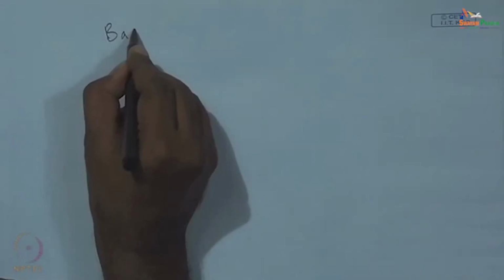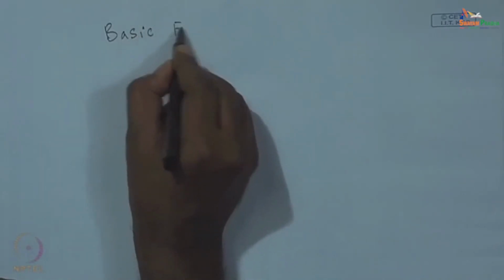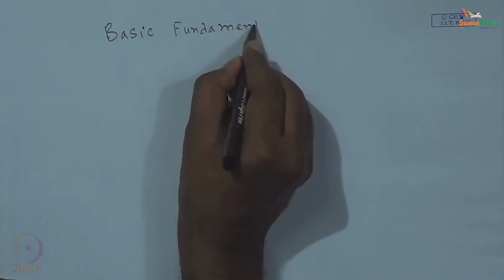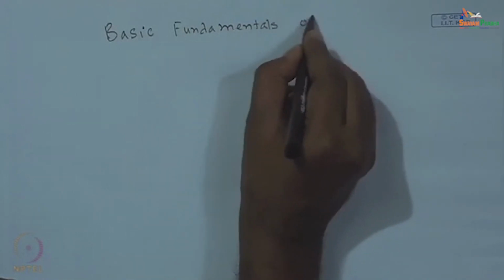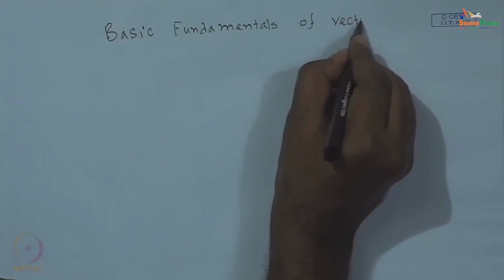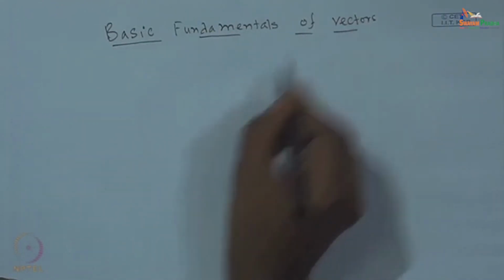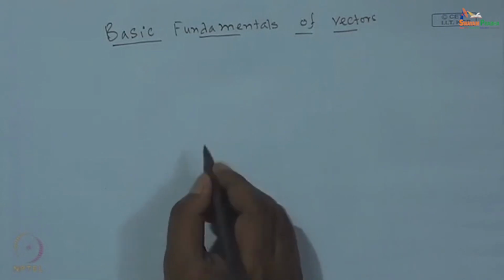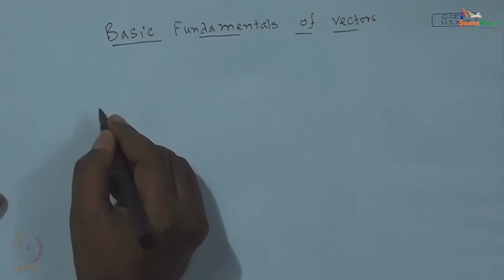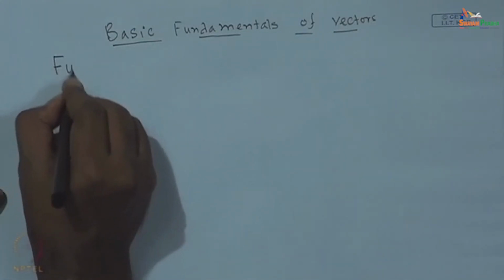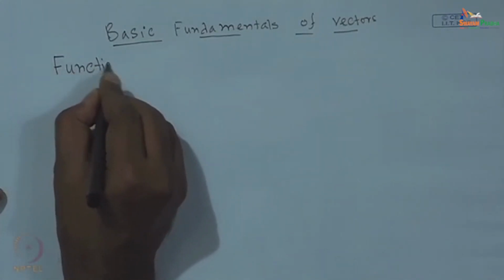Next, we talk about some of the basic fundamentals of vectors. This will be very important as we go along with this course. The first definition, we will just be rebrushing our idea. The first definition is called a functional.